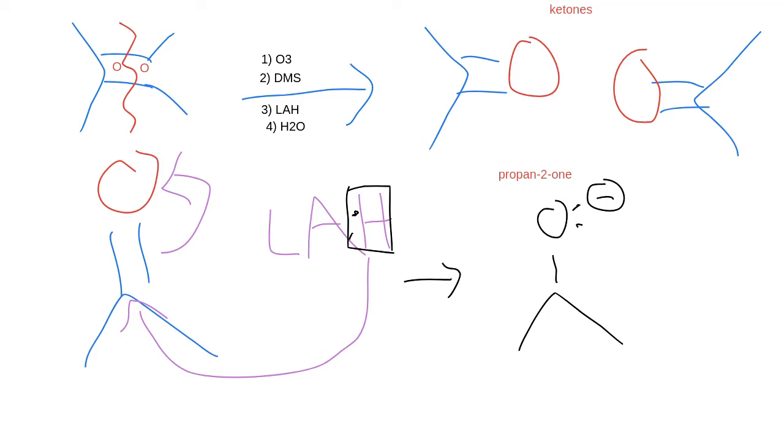Andrea's asking, what did the DMS do? DMS is the solvent, dimethyl sulfide, that is necessary for ozonolysis. Oh, I should have done this one in purple. Okay, so this was the hydride that was added. I hope you can see that, students. Now, we added lithium aluminum hydride, and that made a hydride nucleophilically attack our carbonyl group. And lastly, we have that formal charge on the oxygen.